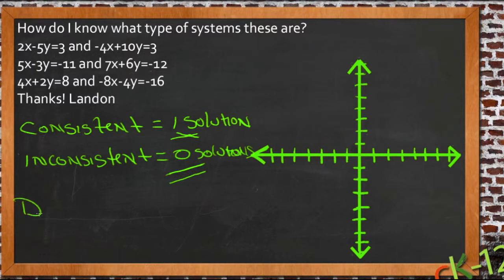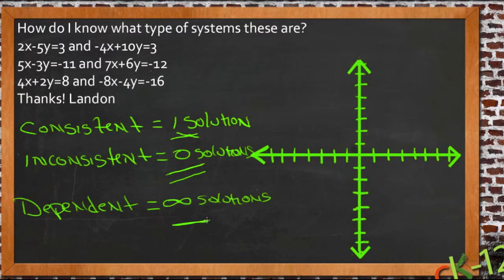And the third possibility is that they are dependent. And dependent means that there's an infinite number of solutions. And that's where you have one line right on top of the other, where anything that works for one equation will also work for the other because they're effectively the same equation. So let's take a look at the three possibilities he has here.